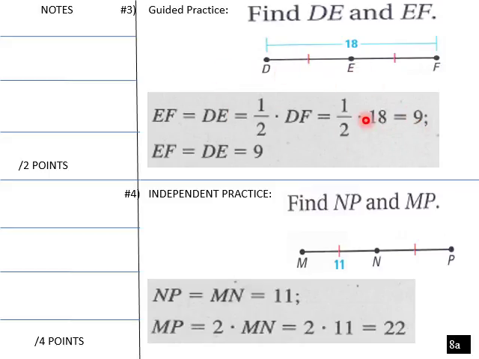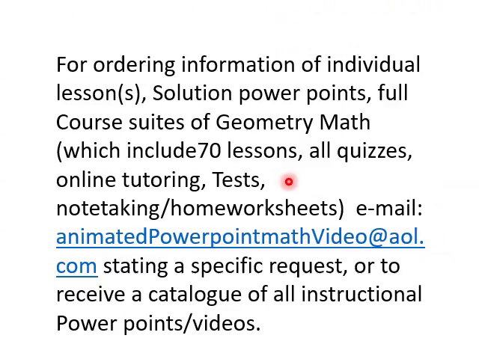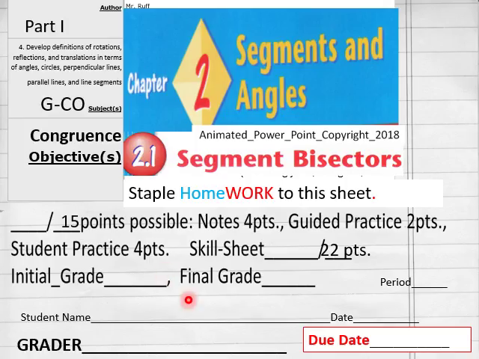DE equals 9. And then EF would equal 9 as well. That is 2.1. Get a hold of me if you want more lessons and if you want solution PowerPoints for the homework as well. I provide that.